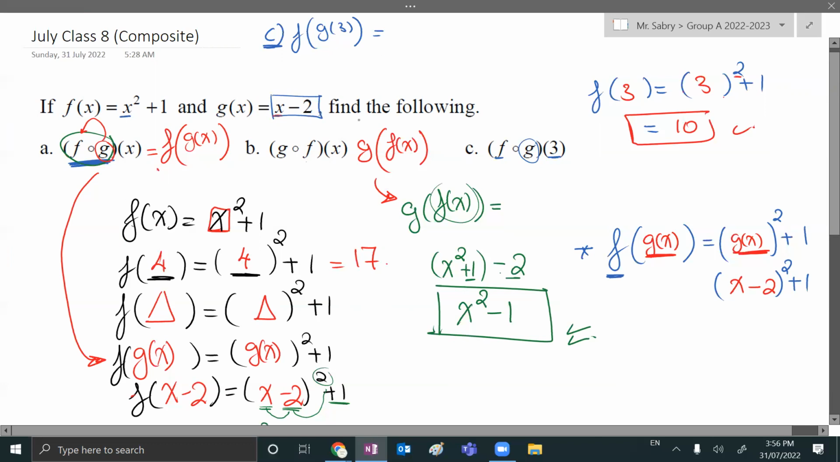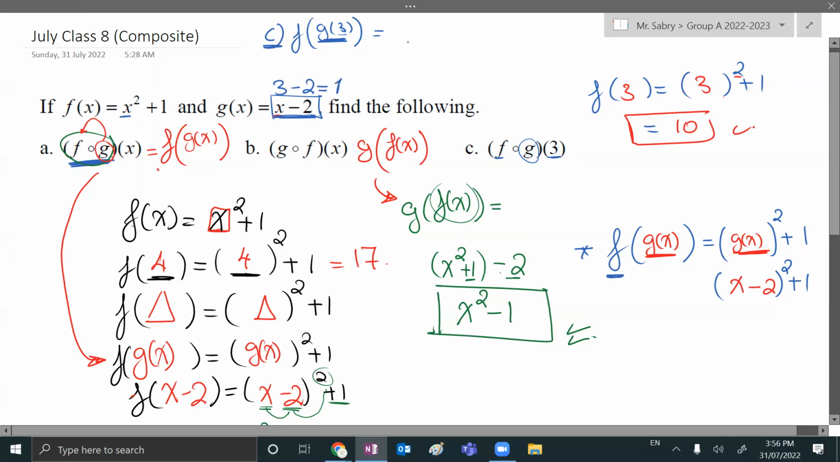طب ما هو بقى في طريقه اسهل. as long as الموضوع خلاص ما بقاش فيه اكسز يبقى بنشتغل من جوه لبره. يعني ايه؟ يعني بفايند الجي اوف 3 الاول بكام وبعدين احطها جوه الاف. ده as long as ان مفيش اكسز في الموضوع. ازاي اجيب g of 3؟ هروح للفانكشن g اشيل الاكس بتاعتها واحط 3. 3 minus 2 يطلع لي كام؟ 1.